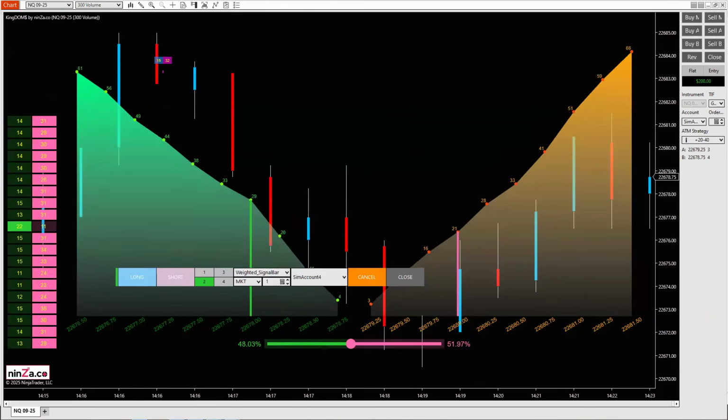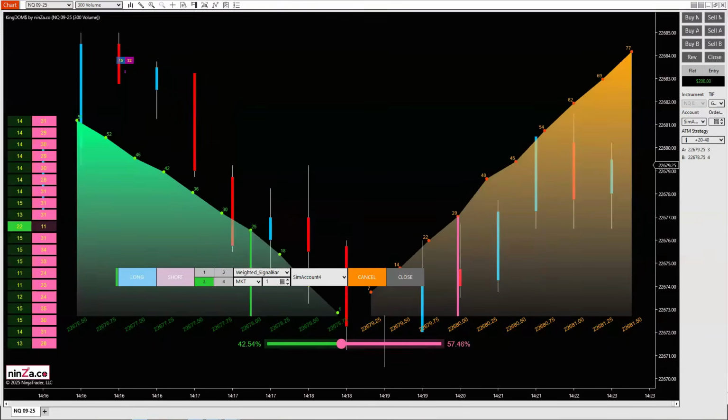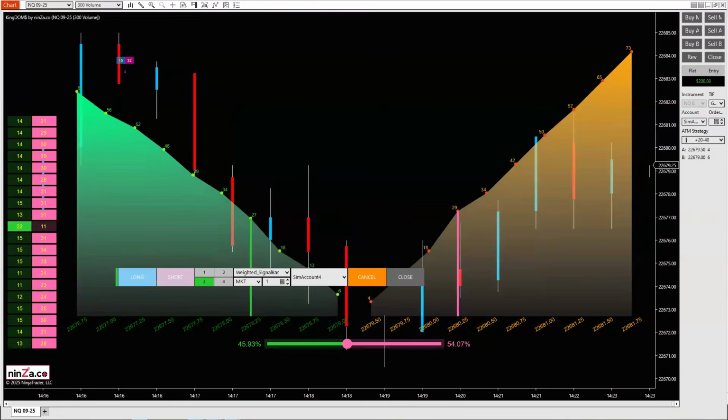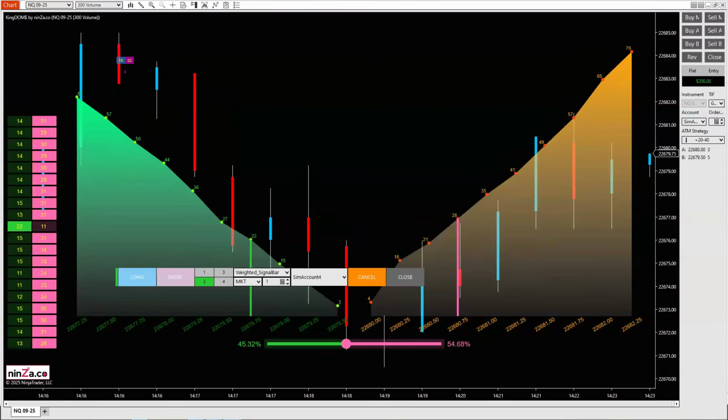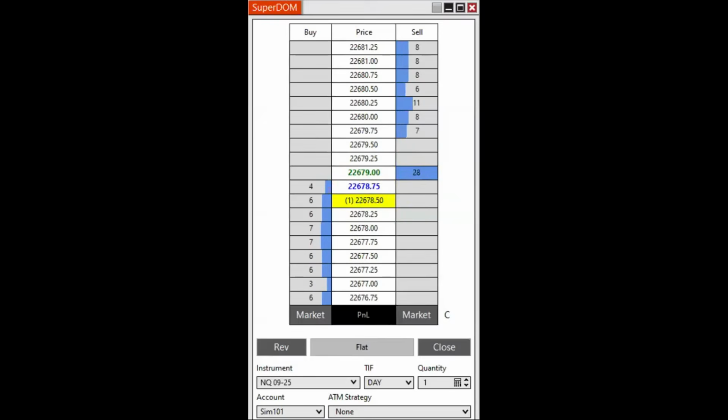Whatever orders appear in the level two data. Again, let me quickly. It's this. So whatever orders appear here, all this indicator does, all this tool does, it gives you a visual representation of the Superdome. And then it could trade it, as we saw, in full automation. Go back to the chart.